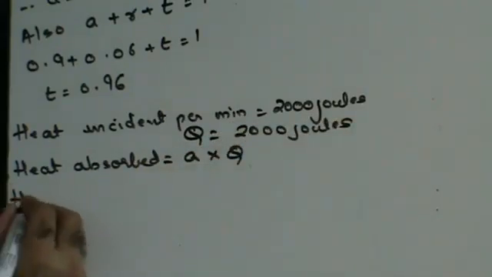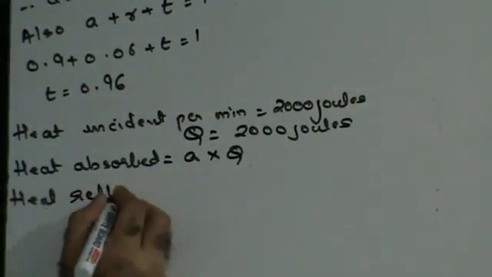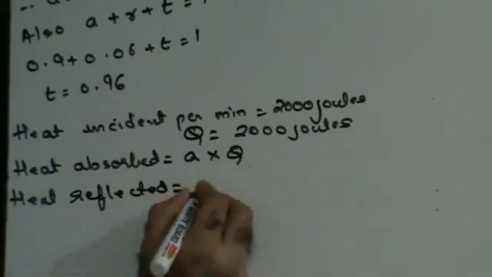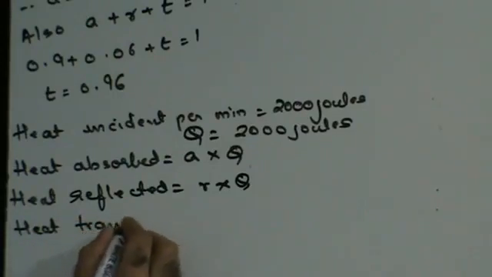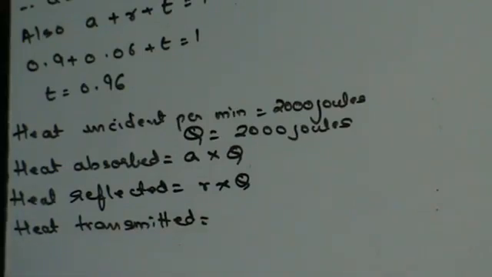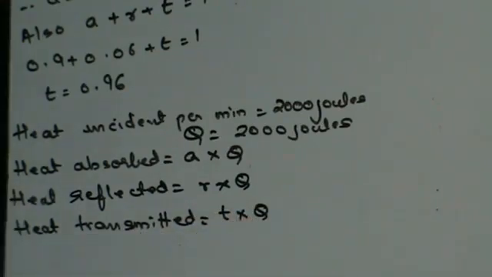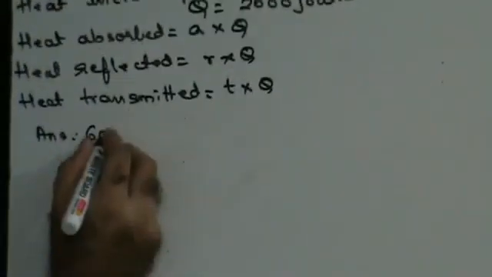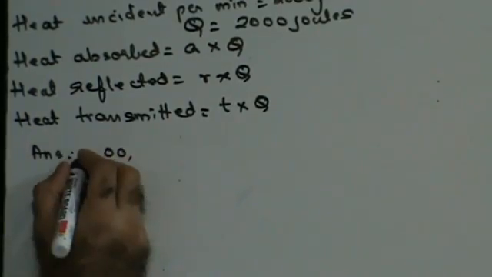Right, similarly they have asked you how much is the heat reflected. Heat reflected will be R into Q, and heat transmitted is going to be T into Q. You can multiply and get the answers. The answers for this should be 1800 joules, sorry not 6000, 5400 joules.